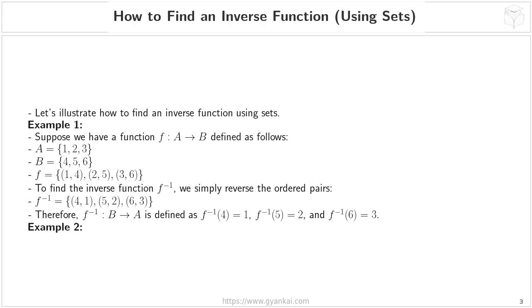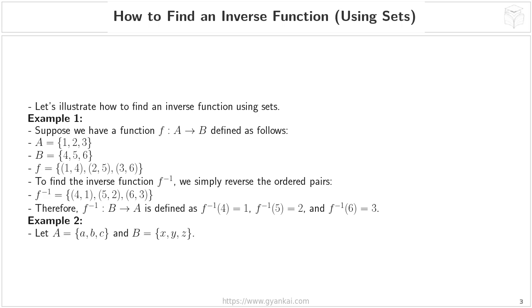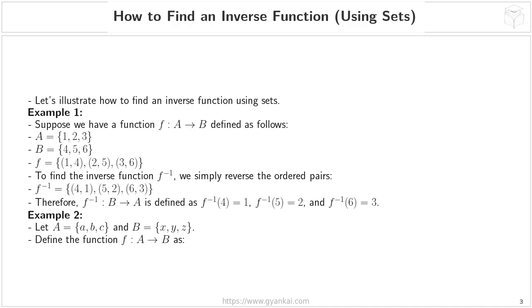Now, let's move on to example 2. This one is very similar, but uses letters instead of numbers to illustrate that the concept isn't limited to numerical sets. We have set A containing the letters A, B, and C, and set B containing the letters X, Y, and Z. The function f is defined as follows: f of A equals X, f of B equals Y, and f of C equals Z.